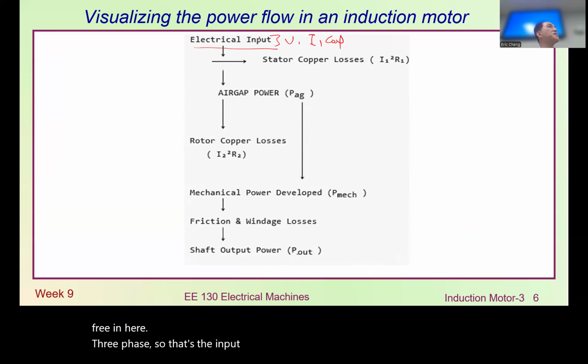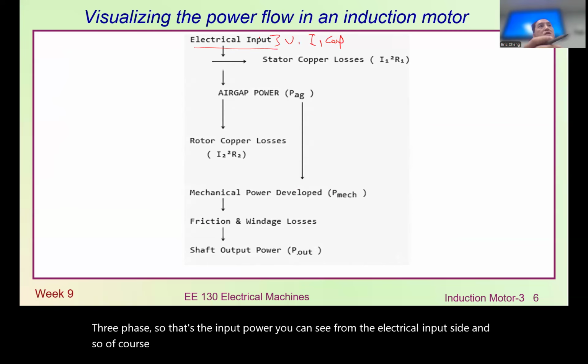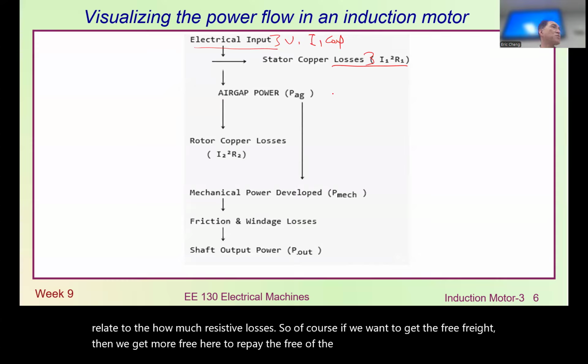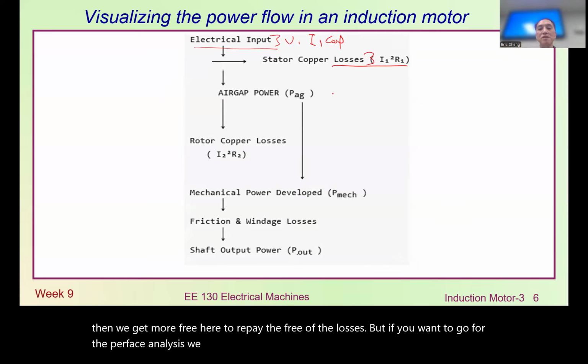You can see from the electrical input side, when you pass through the stator winding, we do have losses. That will be related to the resistive losses. Of course, if we want the 3-phase, then we put the 3 here to replace the 3 of the losses. But if we go for the per phase analysis, we don't need to worry too much about it. And the air gap power will go through the air gap.